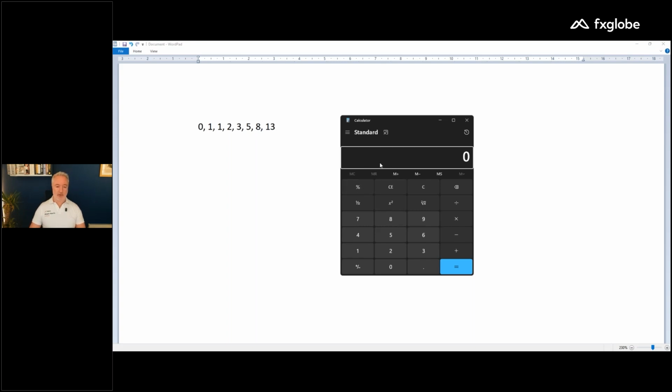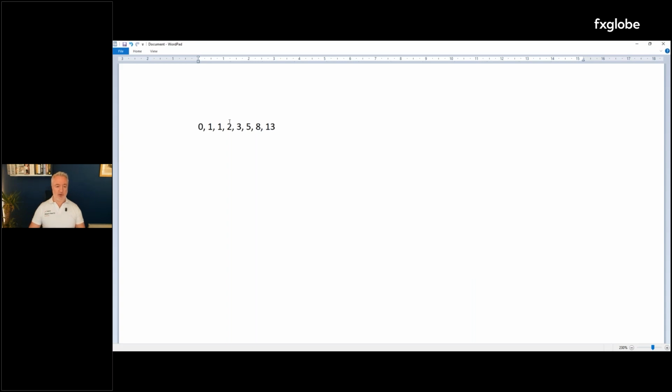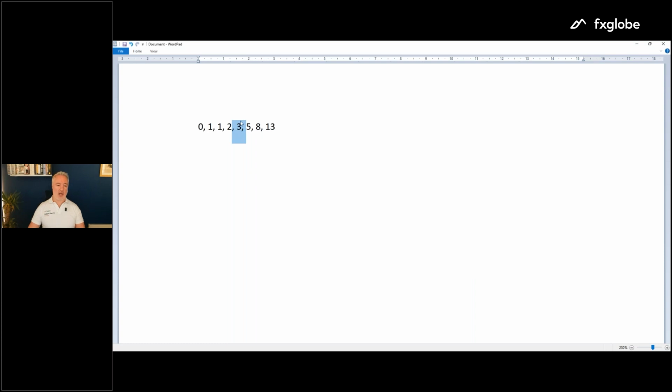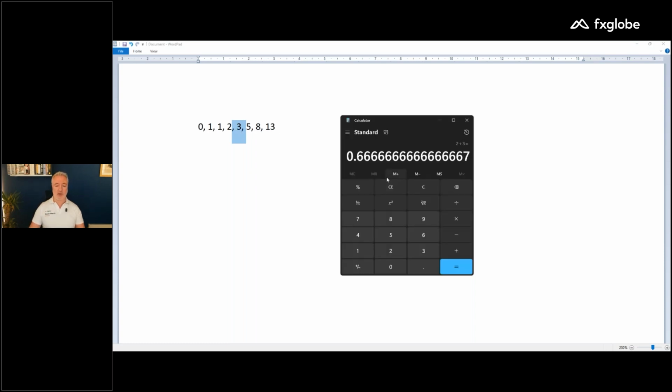So for example, let's just say I'm going to take the 2 and divide it by the 3, just for fun. So 2 divided by 3 gives me 0.66. Then I'm going to take the 3 divided by 5. I'll take the 5 divided by the 8, or the 8 divided by the 13. Just try that. So let's take 8 divided by 13.